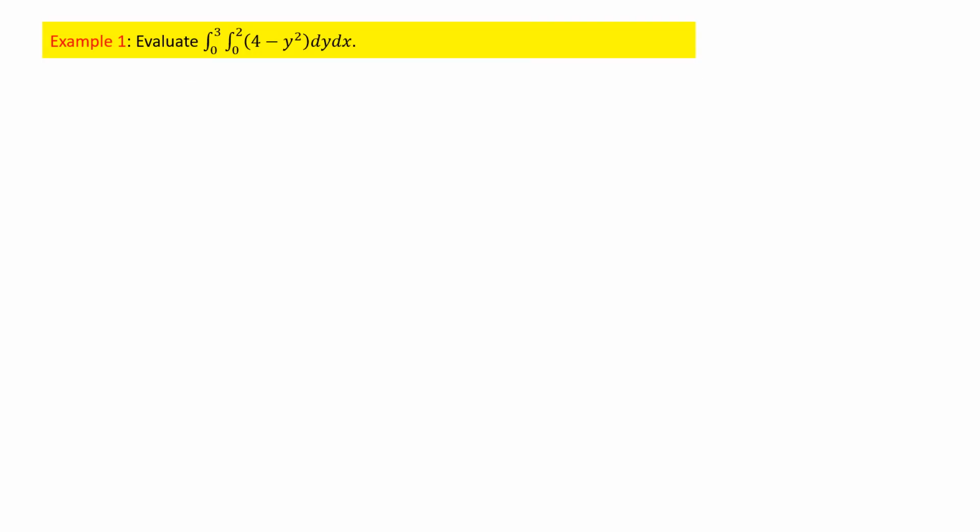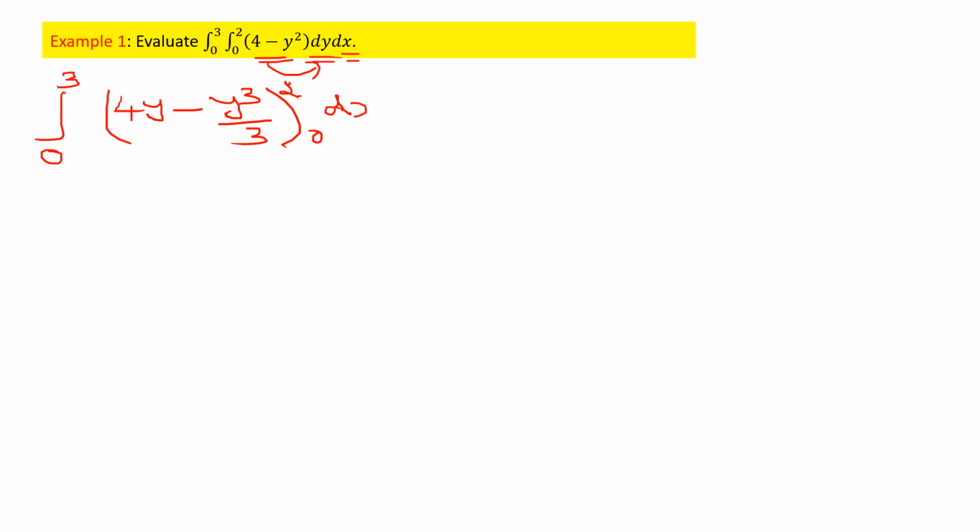Question number 1. Evaluate integral 0 to 3, integral 0 to 2, 4 minus y to the power 2 dy dx. So here, this is the innermost integration dy and this is the outer integration dx. So that means I have to keep the outer integral 0 to 3 as it is. Take the function, integrate with respect to y. So integration of 4 will give you 4y, integration of y power 2 will give you y to the power 3 by 3 between 0 to 2.